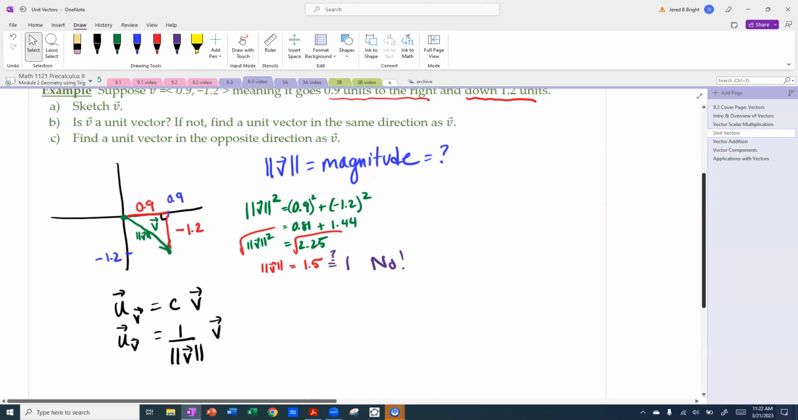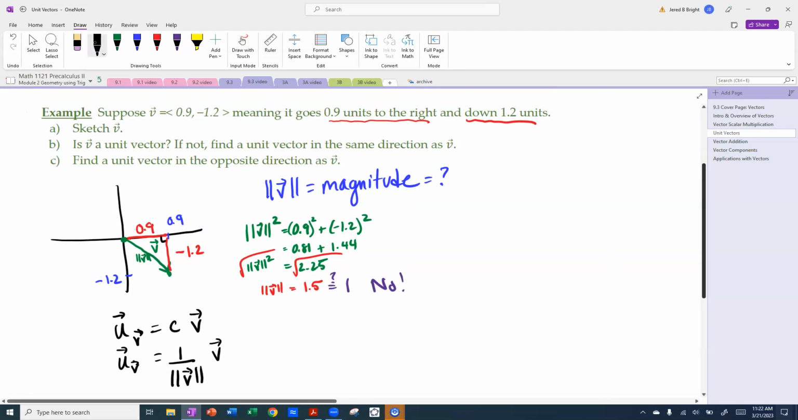So then it says, is it a unit vector? No. If not, find it in the same direction. We'll see the vector representation in this component form later on, but we would just have to divide the vector, both components technically, by this magnitude. We'll worry about that later on.